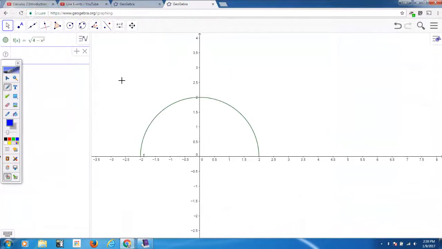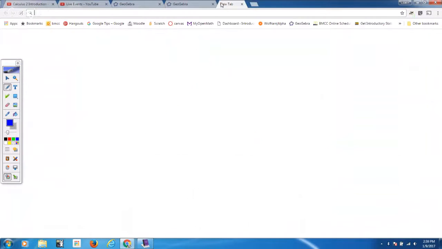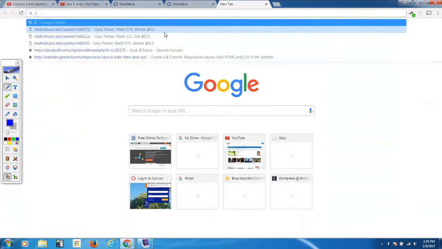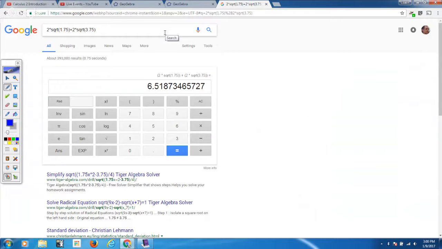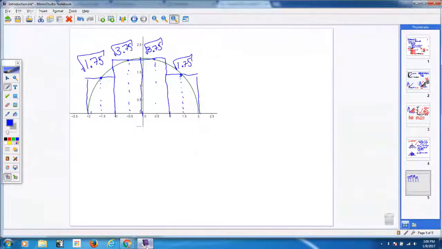Whoa, what did I do? Stop it. Try again. There we go. So I have 2 times the square root of 1.75, 2 of those, and then there were 2 of the square roots of 3.75. So altogether, we get an area of about 6.52-ish, adding those suckers up. So we get an area under that curve of approximately 6.52.